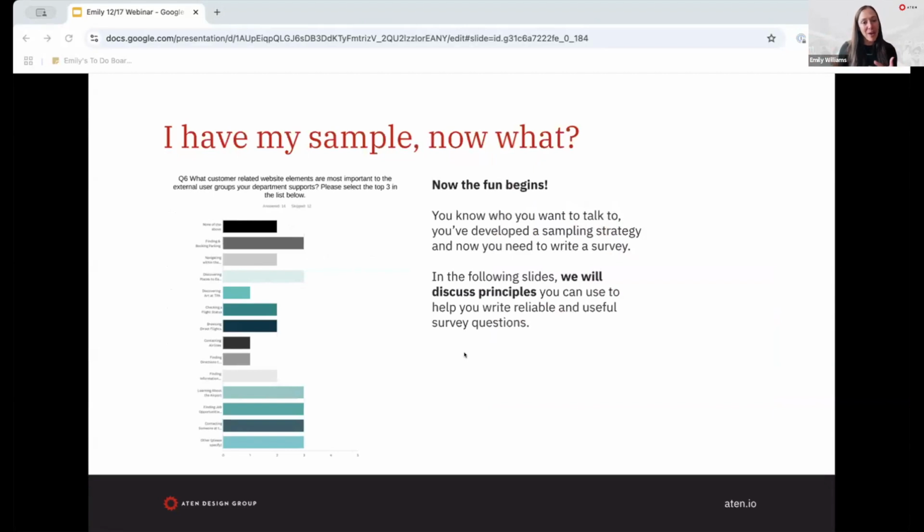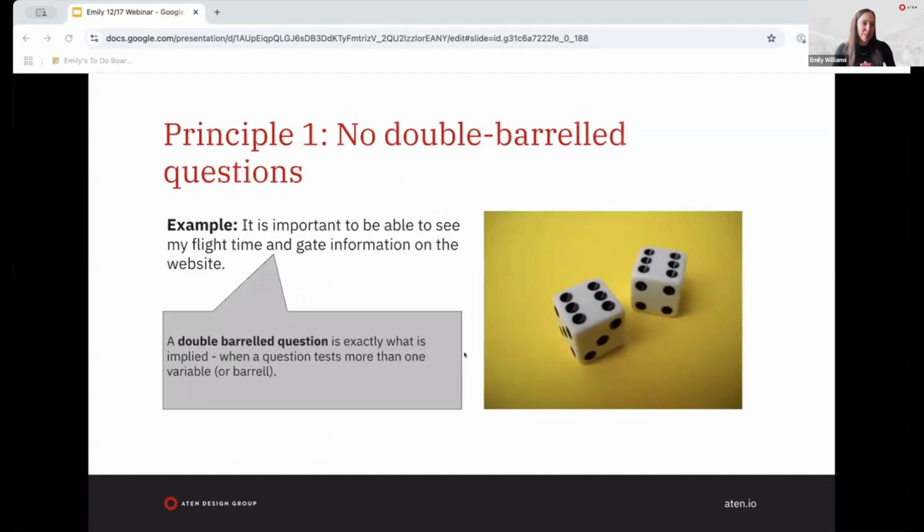And so what I want to talk about today are just some principles that you can follow, look at some examples of not great questions and how you can rewrite them, and give you an idea of best practices. And before we start, I just want to remind everybody this list is by no means exhaustive. Writing a survey is technical and complicated, and this should help you get started. And if you have more questions, of course, you can always reach out to us. So let's talk about the first principle.